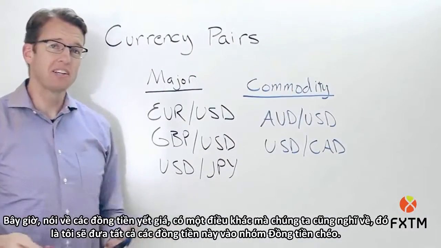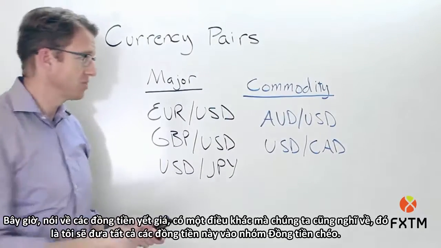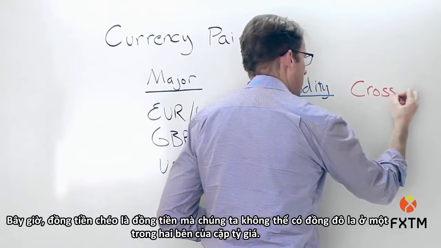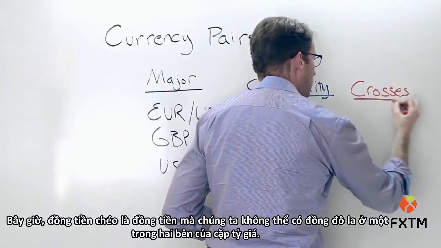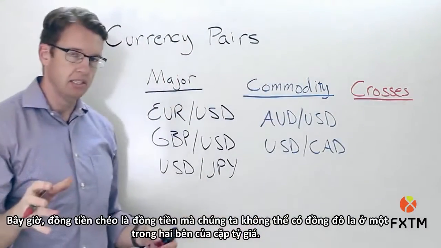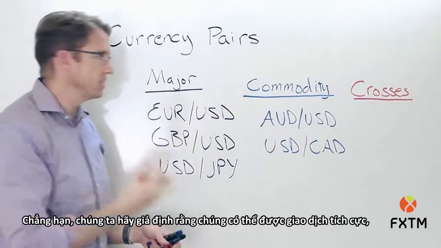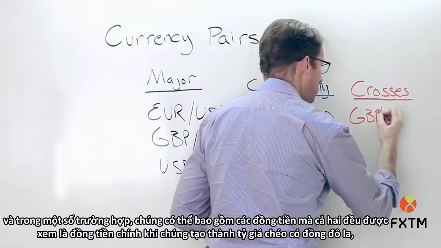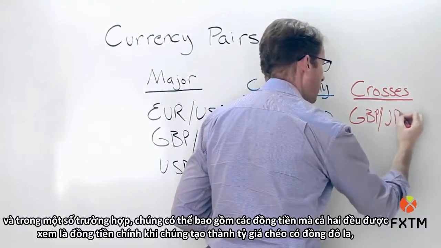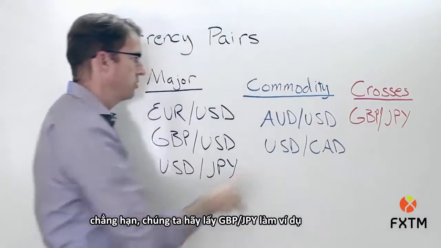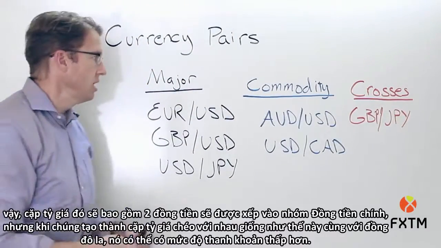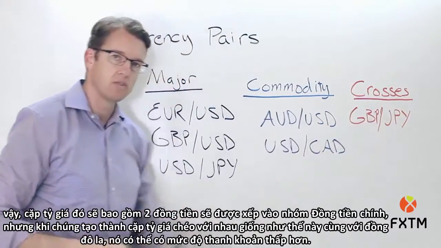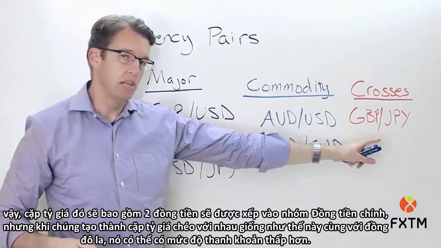Now, speaking of commodity currencies, there's another one that we think about as well, where I'm going to put them all in the category of the crosses. Now, a crossed currency is one in which we may not have the dollar on one side or the other. They may be actively traded, and in some cases, they may include currencies that would both be considered majors when they're crossed with the dollar. So, for example, take the pound to the yen. That would involve two currencies that fall into the major category, but when they're crossed with each other like this versus the dollar, it likely has less liquidity.